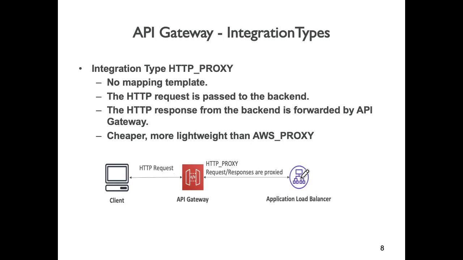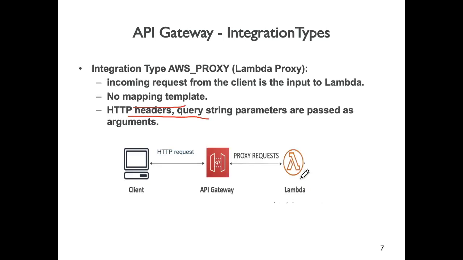An example of a backend might be an application load balancer. There are no mapping templates here either. So there are lots of integration types. The only one that we're going to use is this one, but just be aware of the others.